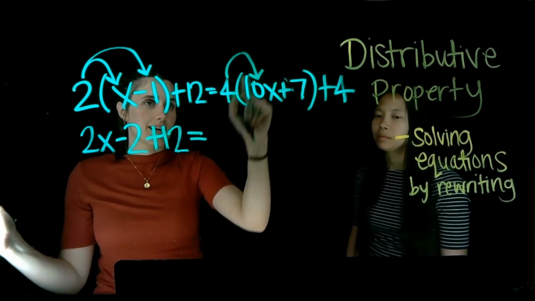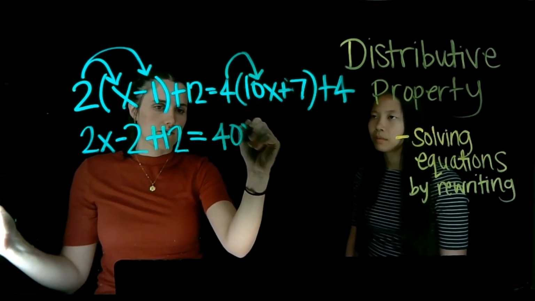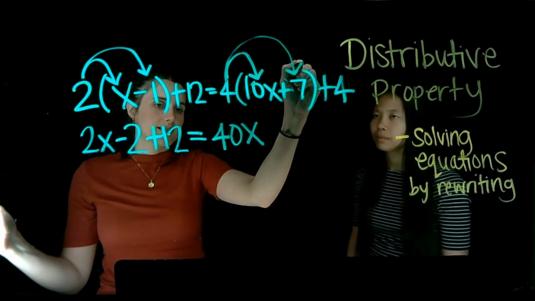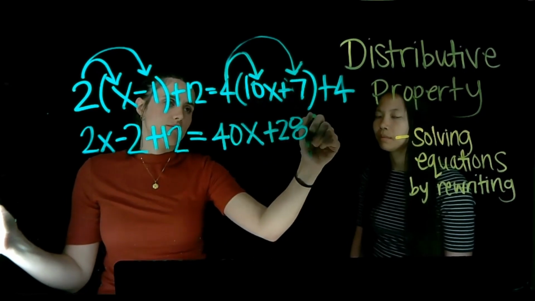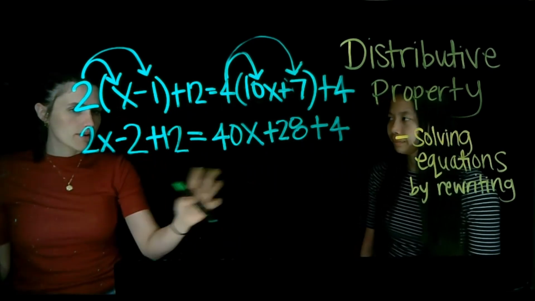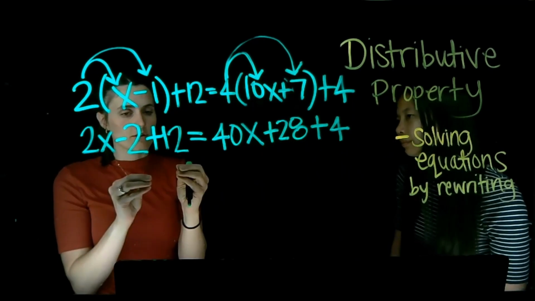So I have 4 times 10x, which is going to give me 40x. And then 4 times 7 is a positive 7, so that's going to give me 28. And then I still have this plus 4 on. Okay, so now that I've eliminated all my parentheses, I can combine the terms that go together.